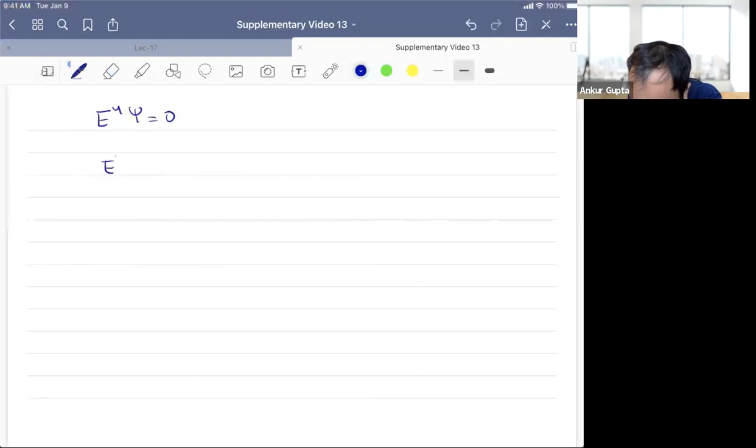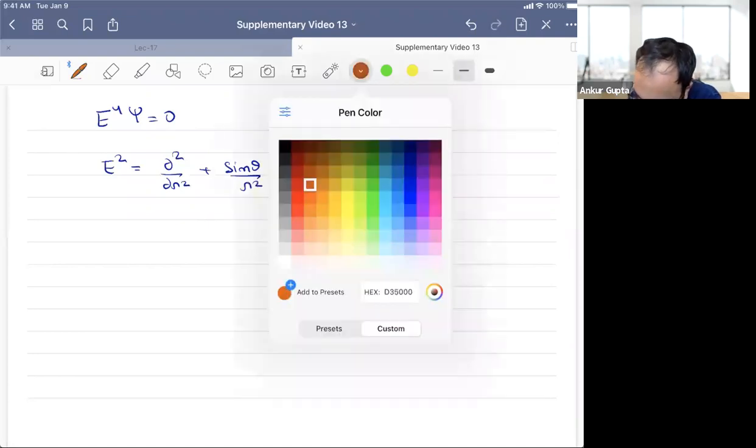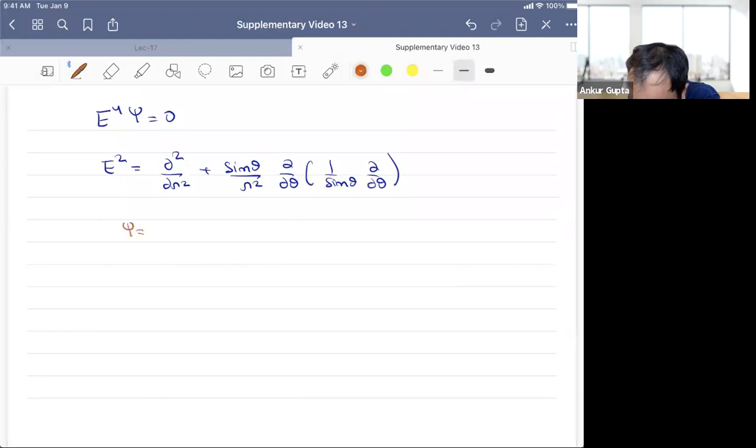where E² is ∂²/∂r² plus sin θ / r² ∂/∂θ of 1/sin θ ∂/∂θ. Okay, so this is what was given to us, and based on the boundary condition, you want to substitute psi as f(r) sin² θ. Then that will give us a new equation in f(r).